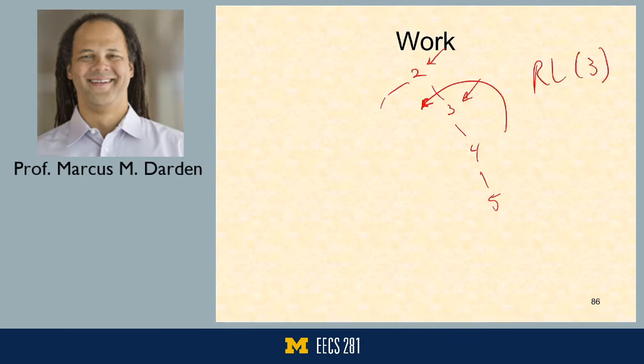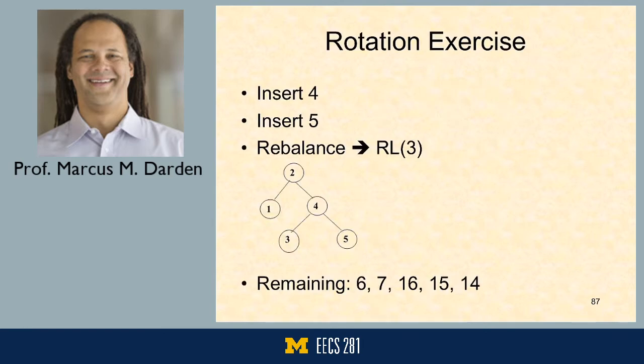Rotate left around 3 swaps 3 and 4's positions. So 2 doesn't point at 3, it now points at 4. And since 4 didn't have a child, we're bringing 3 down there, 5 that way. There's my 1, and that's what my balanced tree looks like. All right? So that's inserting 4 and 5. I fix my balance by rotating left. After that, I need to insert 6 and 7.